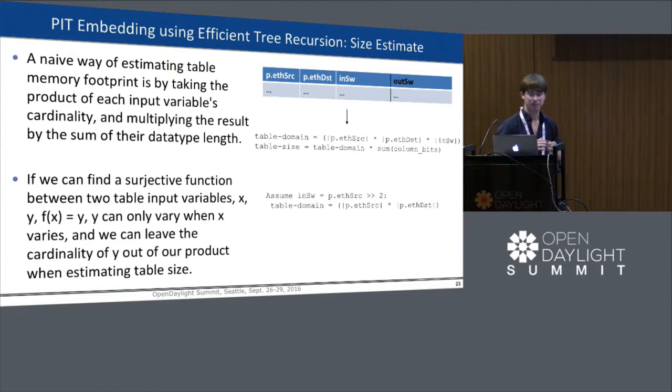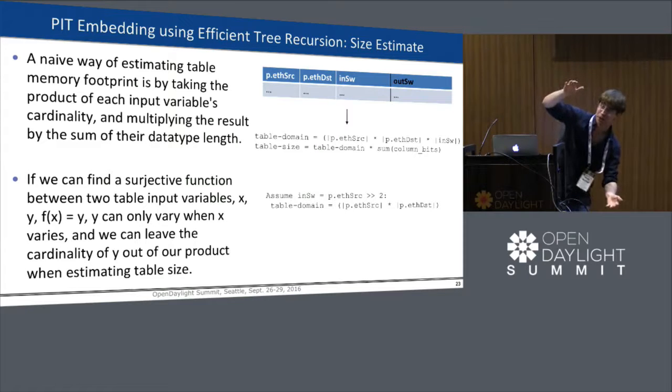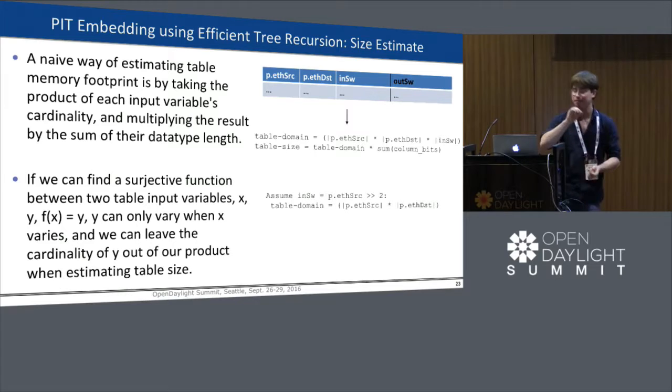Finally, we have to estimate the size of each subset of tables we generate. A naive way of estimating any table memory footprint is by taking the product of each input variable's cardinality, that is, by taking every single value that each input could possibly have, and then calculating its length, and then multiplying the result by the sum of the data length type.